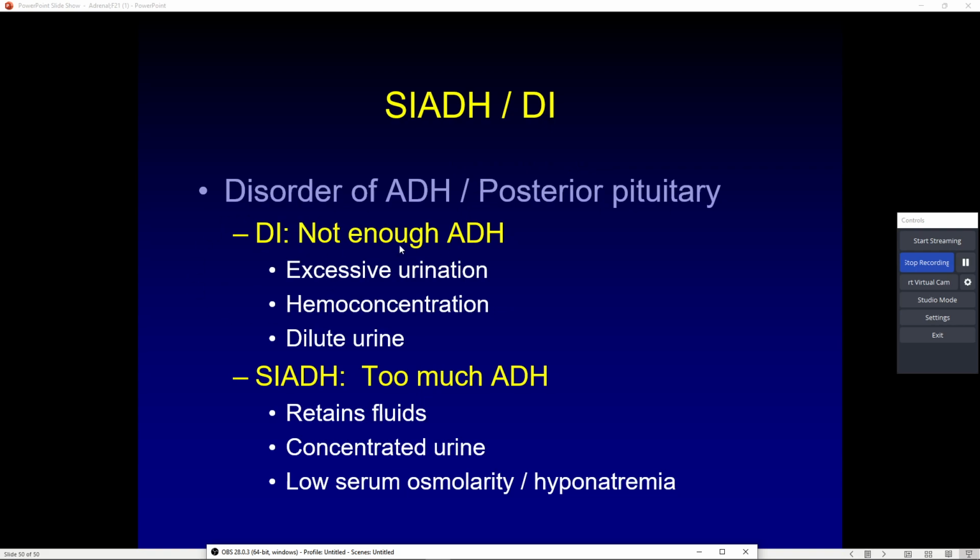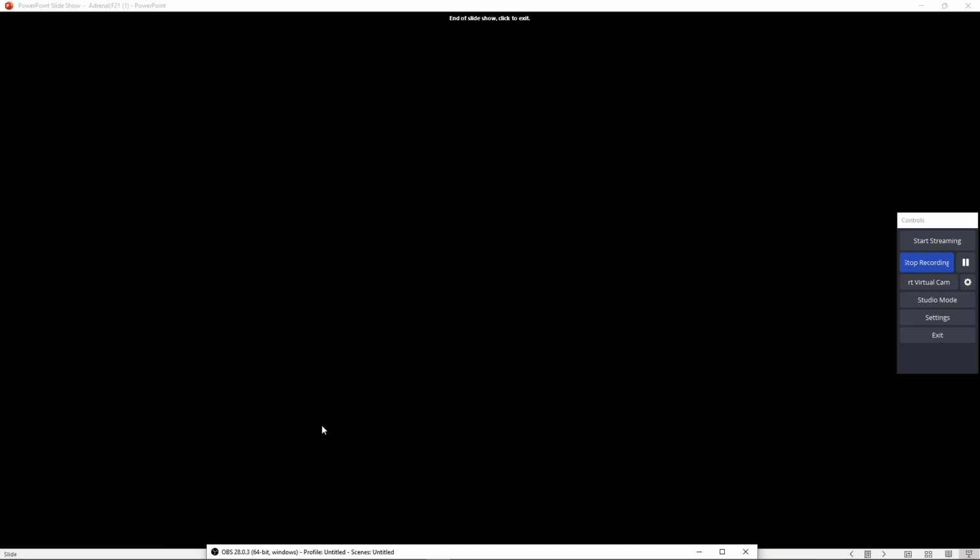DI, not enough antidiuretic hormone, just dumping fluids. SIADH, too much ADH, retaining fluid. Okay, so keep that in mind.